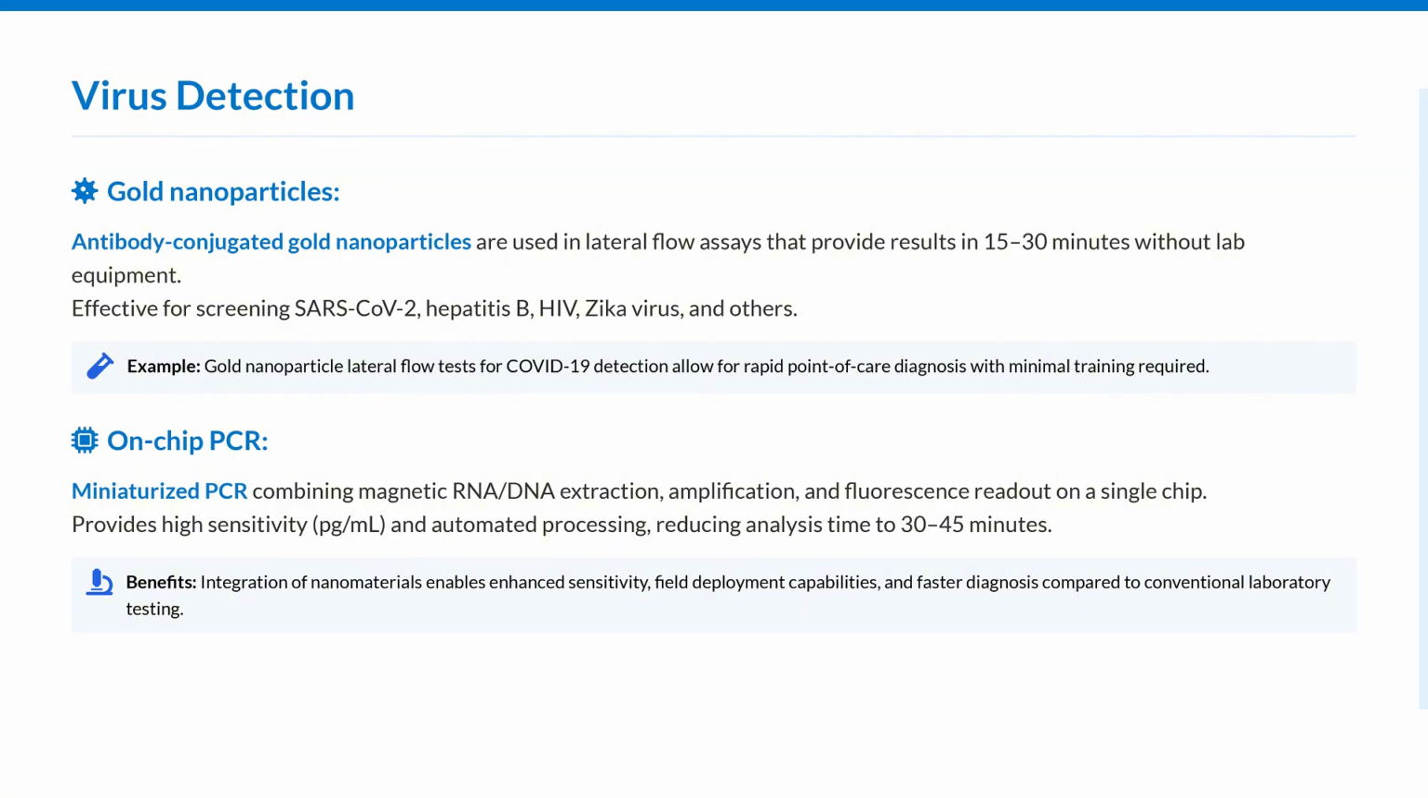On-chip PCR. Miniaturized PCR combining magnetic RNA/DNA extraction, amplification, and fluorescence readout on a single chip. Provides high sensitivity and automated processing, reducing analysis time to 30-45 minutes. Benefits: integration of nanomaterials enables enhanced sensitivity, field deployment capabilities, and faster diagnosis compared to conventional laboratory testing.